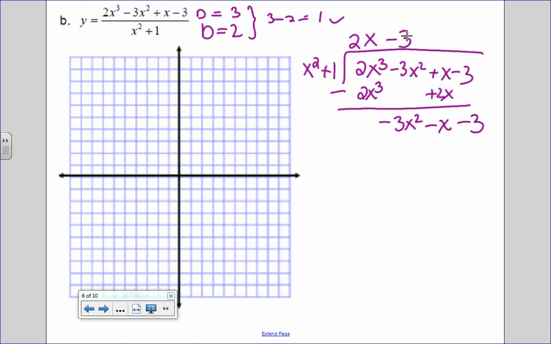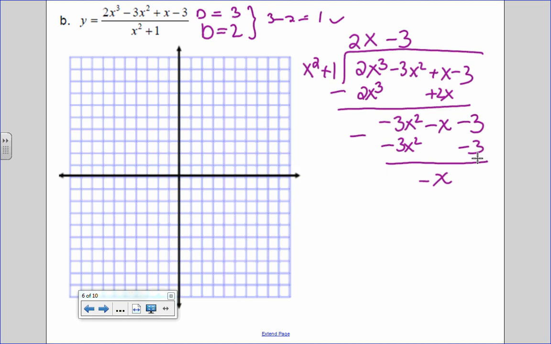And again, multiply it through. So negative 3 times x squared. Negative 3 times 1 is negative 3. And then subtract. So negative 3x squared take away negative 3x squared is gone. Negative x take away nothing, negative x. Negative 3 take away negative 3 is 0.